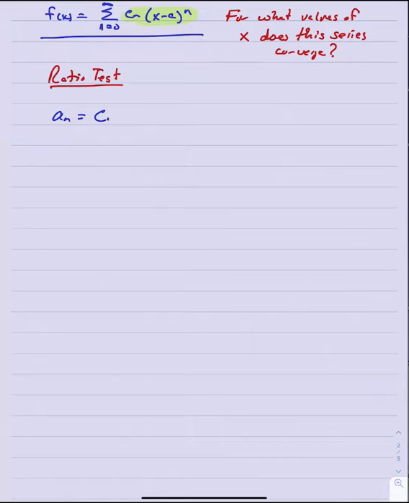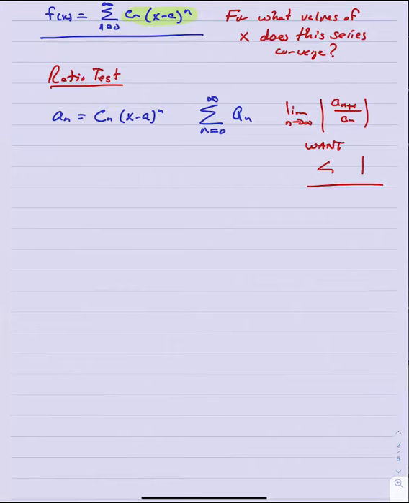So let's say a sub n is c sub n times (x minus a) to the n, in which case the series I'm looking at is the sum from n equals 0 to infinity of a sub n. And we know how to test for convergence or divergence using the ratio test. We take the limit as n goes to infinity of the absolute value of a sub n plus 1 over a sub n. Then depending on whether that limit is less than 1 or greater than 1, we can determine if it's convergent or divergent. We want this to be less than 1 to achieve convergence.